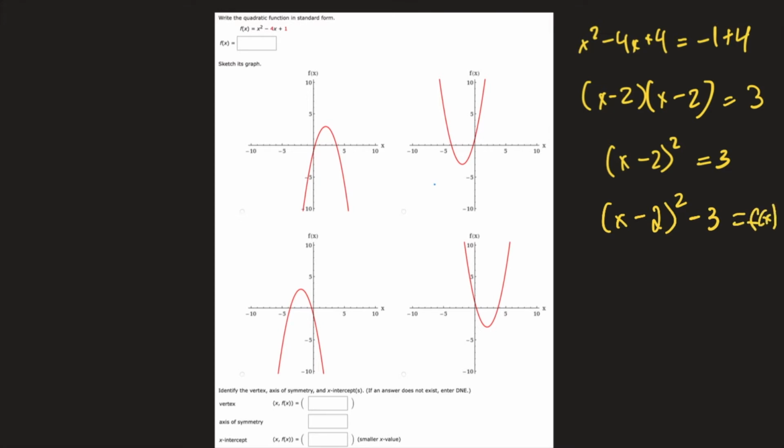Now, let's talk about the transformations occurring here. I have negative 3 on the outside, which would make it go down. And I have negative 2 on the inside, which makes it go right. The only graph that matches this is this one. The vertex of this function is here, and that is positive 2, comma negative 3.